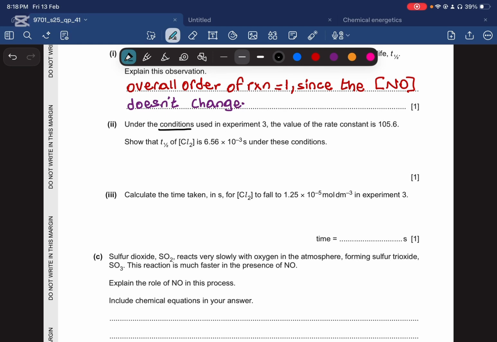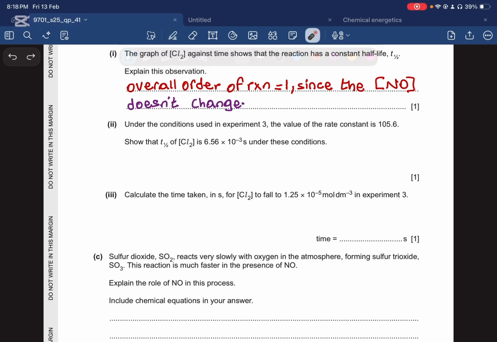Under the conditions used in experiment number 3, the value of the rate constant is 105.6. So they used some conditions and found that the rate constant, the K value, is 105.6. Show that the half-life of Cl2 is this much under these conditions. This is a question where if you don't know the formula, you're not going to solve it. You need to remember the formula.